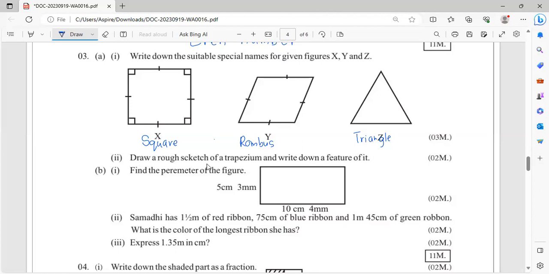Then draw a rough sketch of a trapezium and write down a feature of it. Then what is the rough sketch? You should have drawn a trapezium like this, or like this. Then what is the special feature of a trapezium?